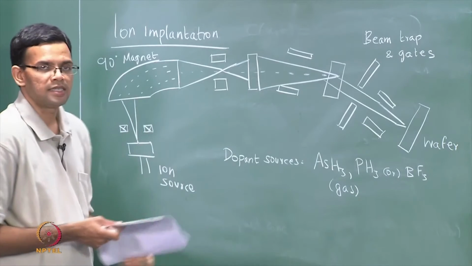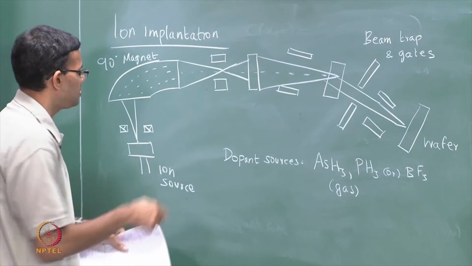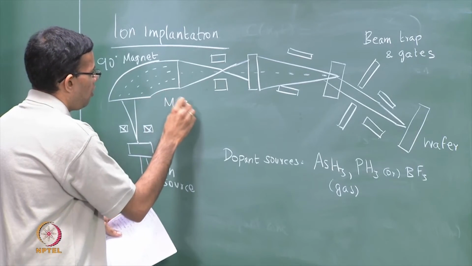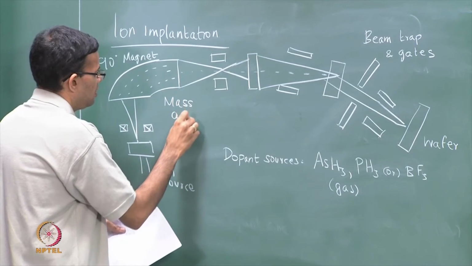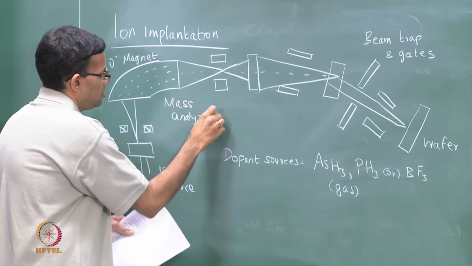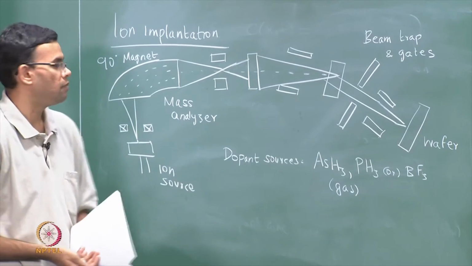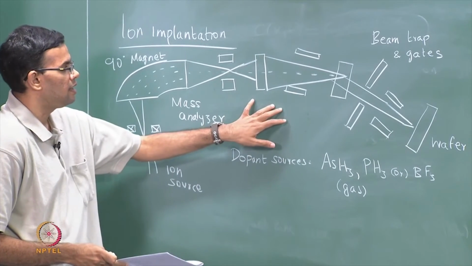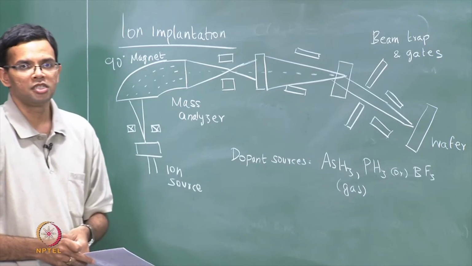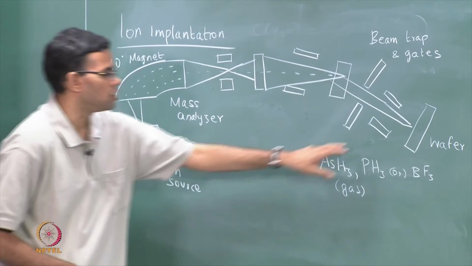These ions are selected using the magnet. The magnet is also called a mass analyzer because it separates the material based upon the mass. They are then accelerated and then using specific lenses are focused onto the wafer.